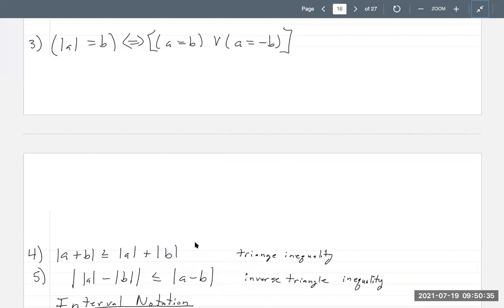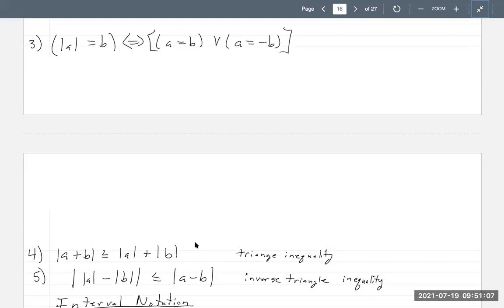Next, the triangle inequality. So this is something that's going to be very important. If you don't know the triangle inequality, memorize it. Write it down. And even if you do know it, write it down several times, ingrain it in your brain, because we're going to be using the triangle inequality hundreds of times in this course.